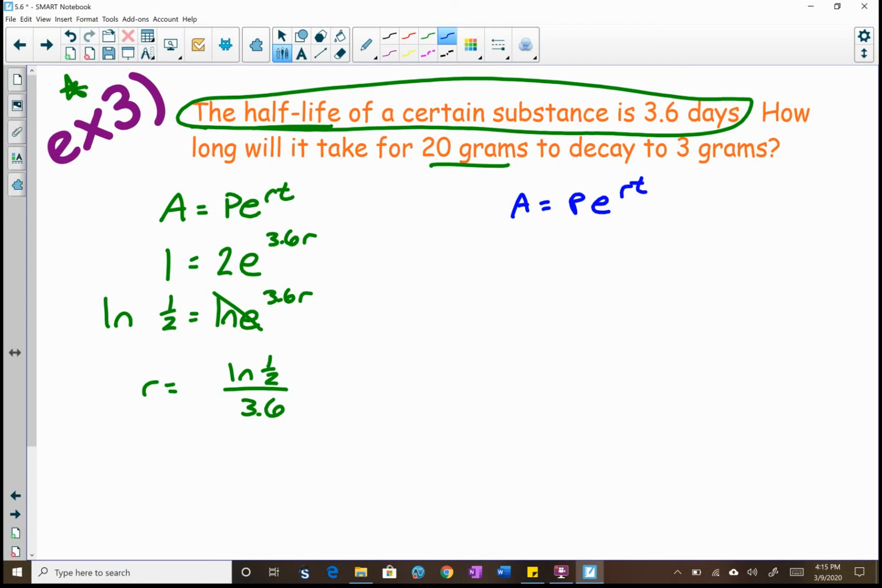How long will it take 20 grams to decay to 3 grams? Well, if I start with 20, I want to know when I end up with 3. I'm done with the whole half-life part, but I have my rate, natural log of a half over 3.6, and you're looking for the t. So unlike the last 2 problems where we just had to plug and chug on the second half, we actually need to solve for this on this one. So I'm going to divide by 20.